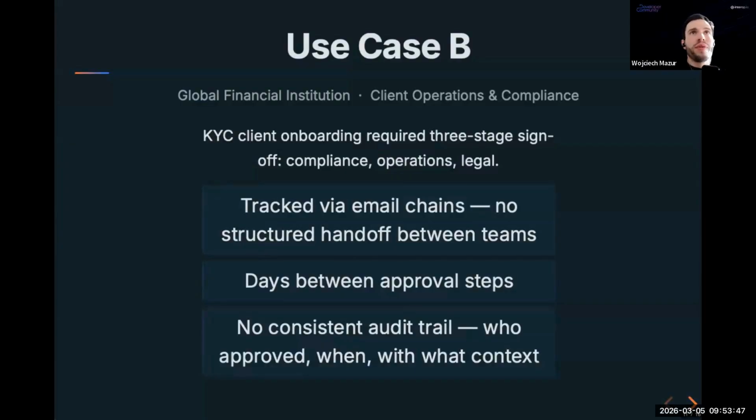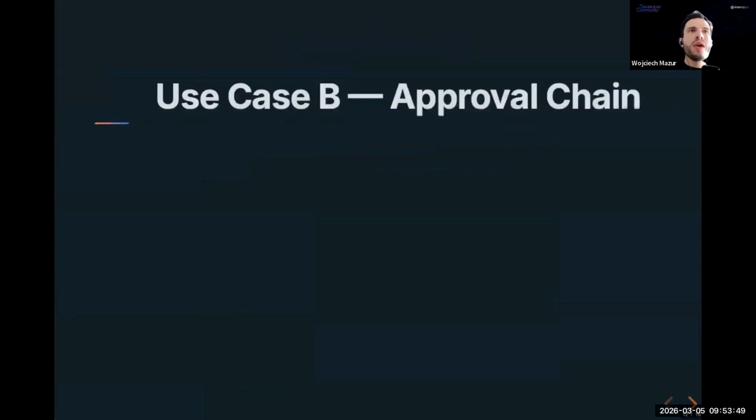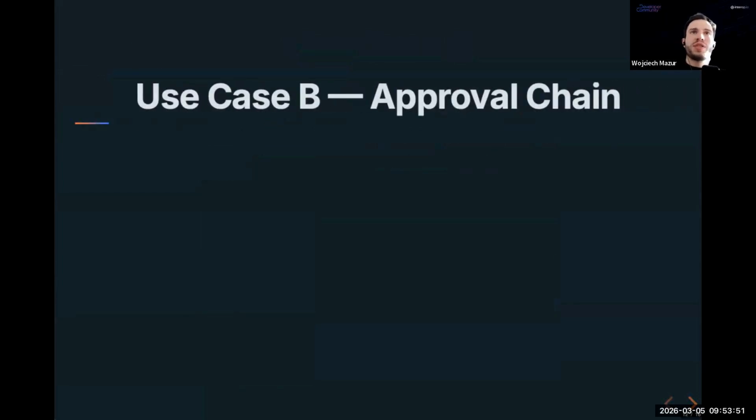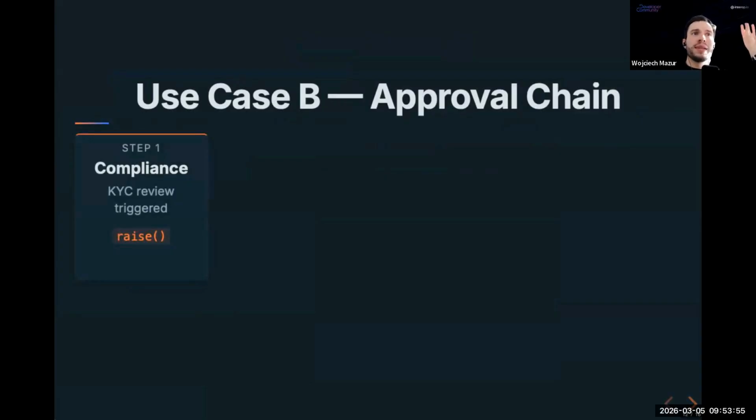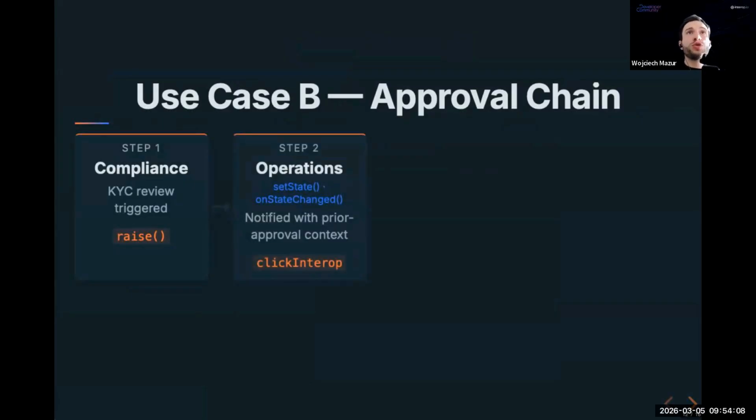You can replace it with a structured notification chain. So use case B is all about this approval chain. Step one is compliance. The KYC review comes in, we call raise, and the notification lands on the compliance desk with the client record attached. Then it goes to operations.